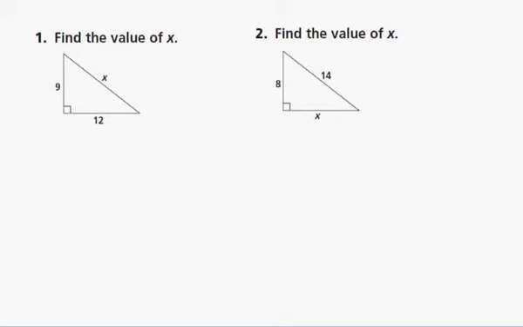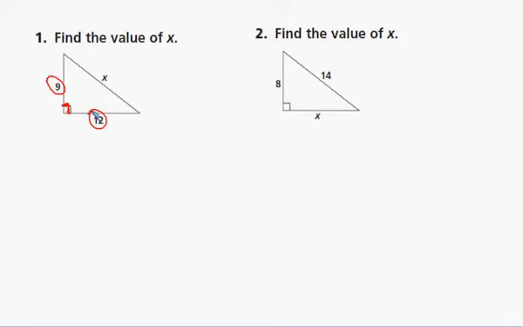Hello, hello. We're going to look at some example problems where we're going to use the Pythagorean Theorem to find missing lengths of triangles. So, number one, we have a triangle. It's a right triangle, right? In order to use the Pythagorean Theorem, it has to be a right triangle. One side is 9. One side is 12, right?